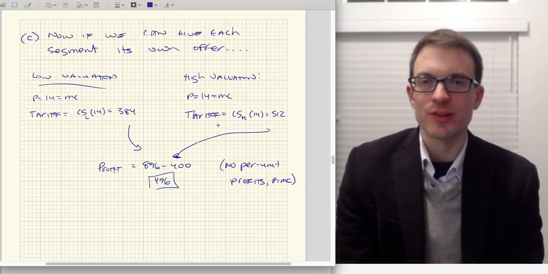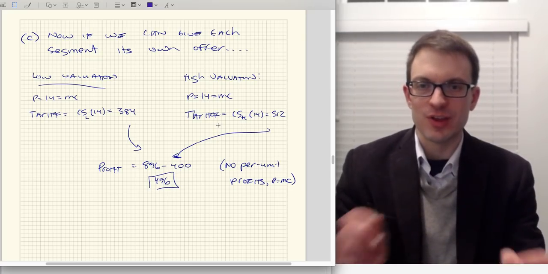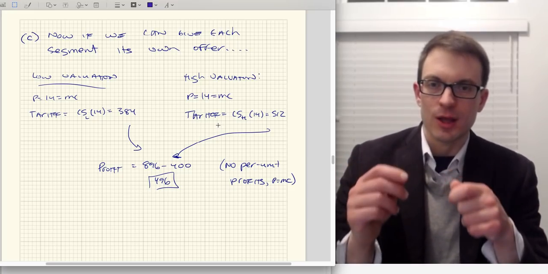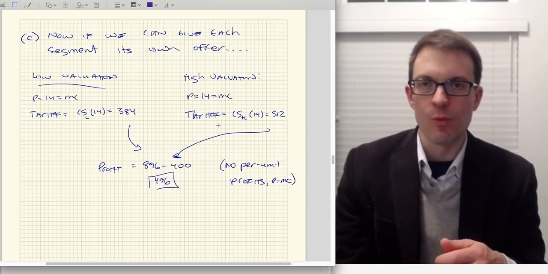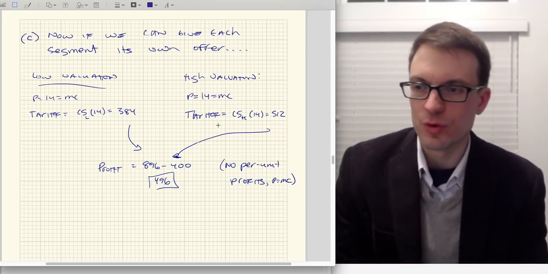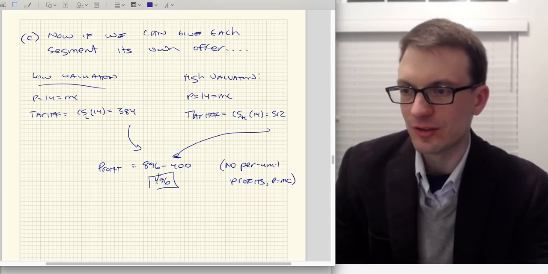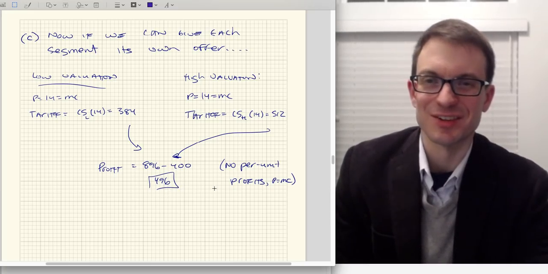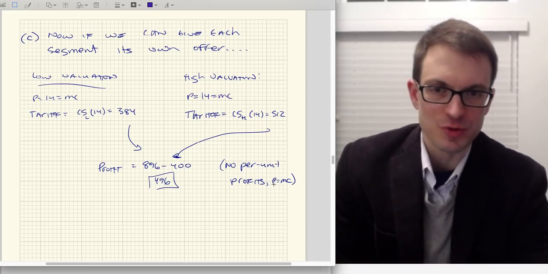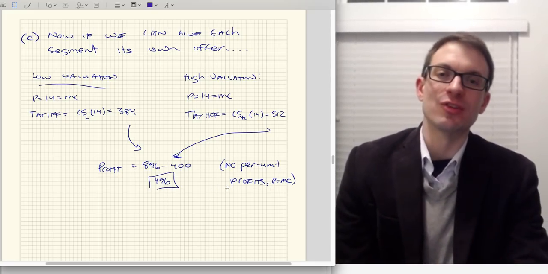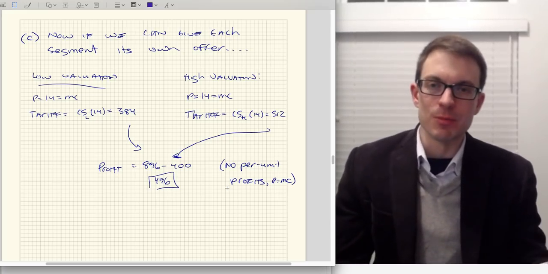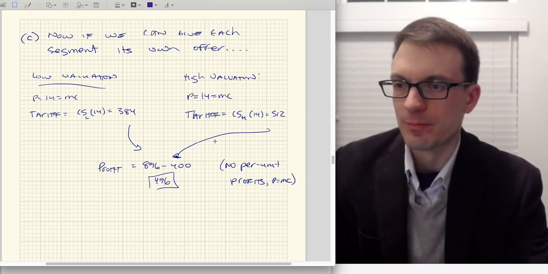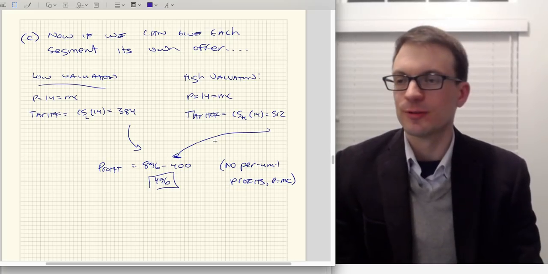So the beauty of this now is that I'm going to offer the same price to the two groups, but I'm going to charge different access fees to them. And I'm going to be able to get 384 from one group, and 512 from the other, for a total of 896 minus my fixed costs of 400. My profits are 496, right? Now there's no per unit profits because we set price equal to marginal cost, but this is the optimal situation where we'd be able to fully extract profits by setting price equal to marginal cost.